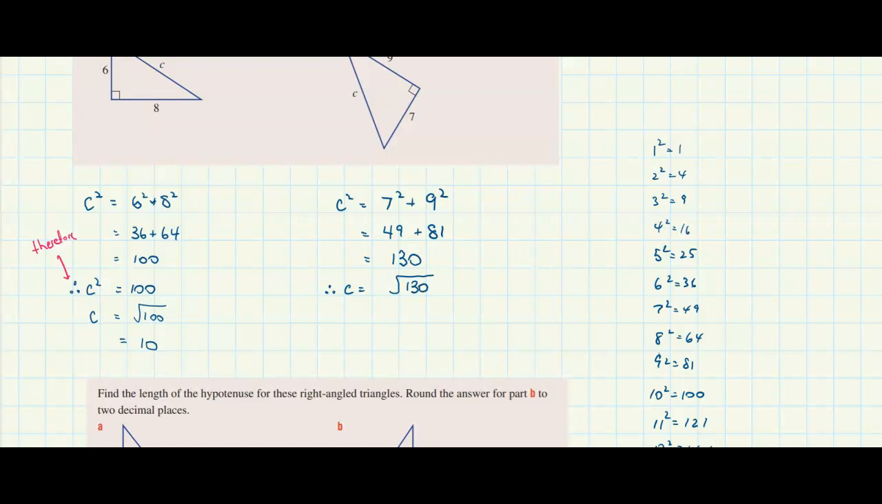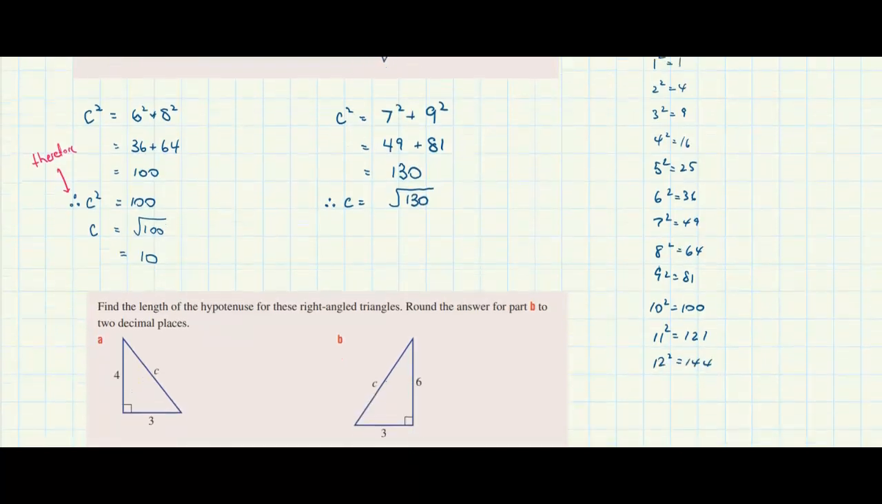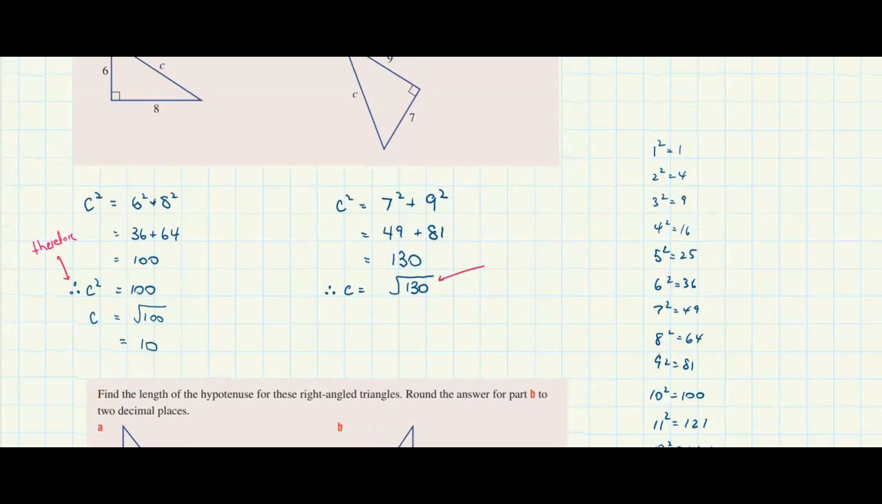Now this is a number that's not a whole number. It's more than 11 and it's less than 12. This type of number has a name. It's called a surd. A surd is a square root of a number that can't be reduced to a whole number or an integer. A little definition here of a surd: it's the square root of a number that cannot be simplified to a whole number.